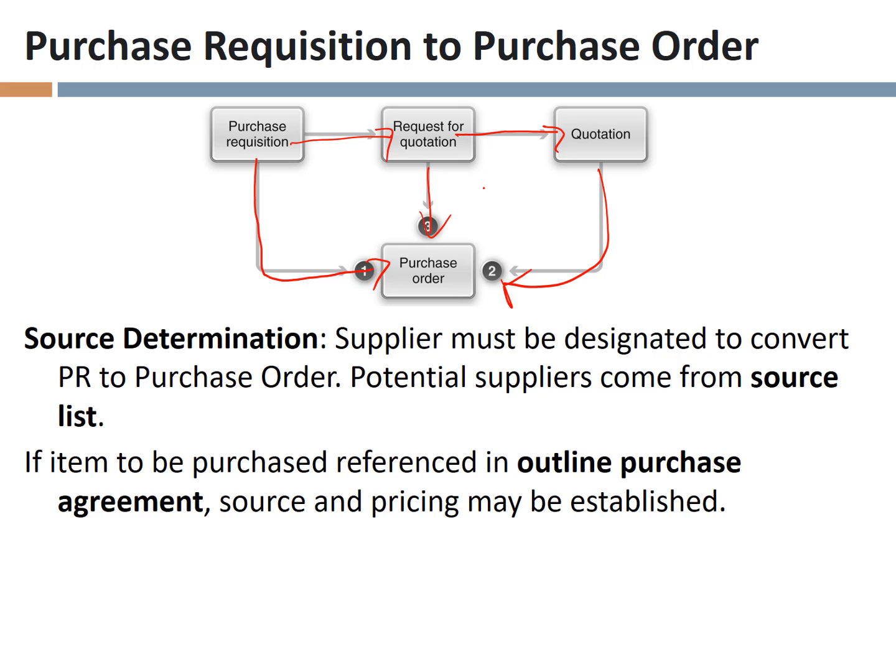We may, in fact, have existing agreements with some of our suppliers. This is an outline purchase agreement. And so in that situation, the source and pricing might be established already.